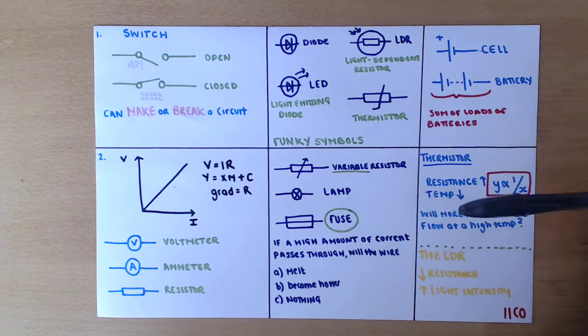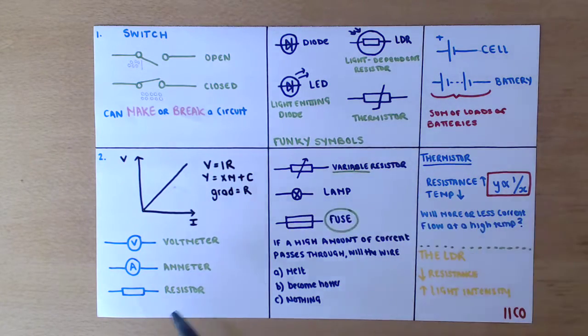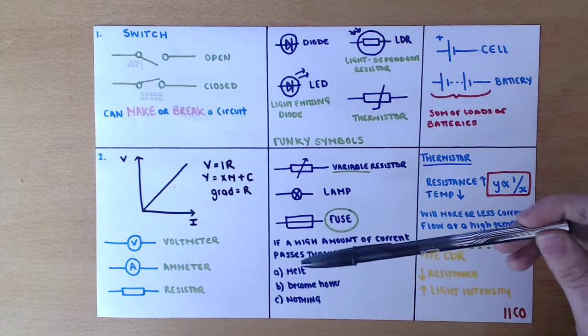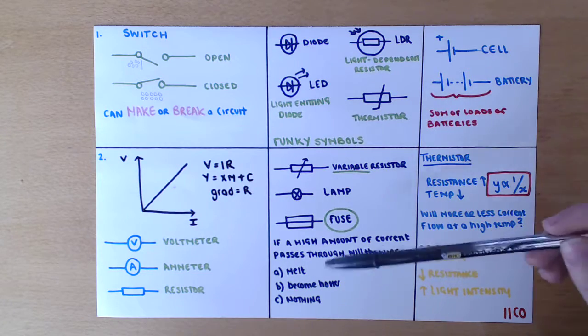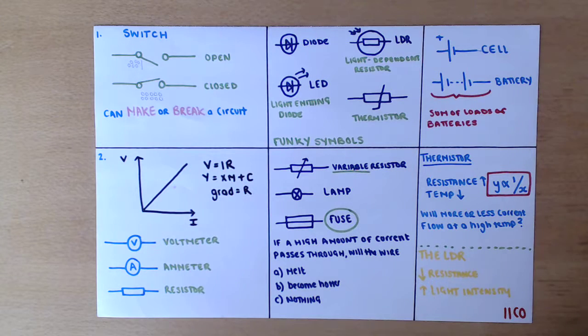Then you have a fuse, which has a line through it and a rectangle over it, which looks very similar to the resistor. Don't make this mistake. The line going through the fuse represents that when the current gets really high, it becomes hot and can melt when there's too much current. So I want you to stop and choose whether it's A, B or C. If a high amount of current passes through, will the wire A, B or C?